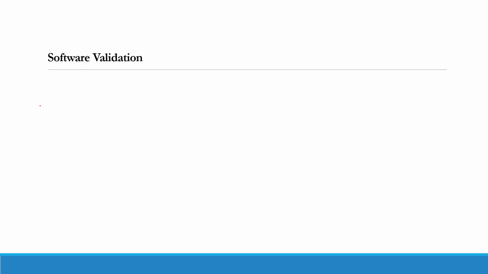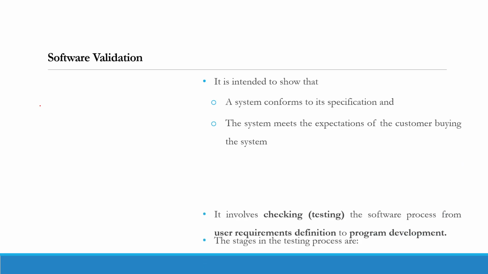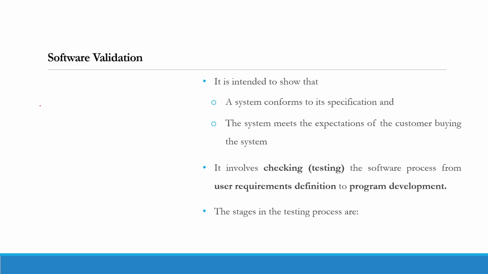We have to conduct some tasks. When you say software validation, it's intended to show whether the system conforms to its specification. In the software specification part, we specify a set of requirements, so we have to check whether we have maintained those requirements at the end of the day. The other thing, the users expect more from the system, so the system will be implemented on the user side, and we have to check whether it meets their expectations.